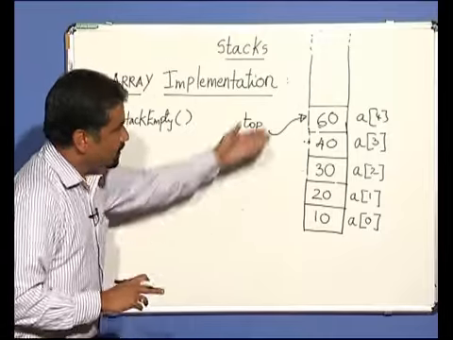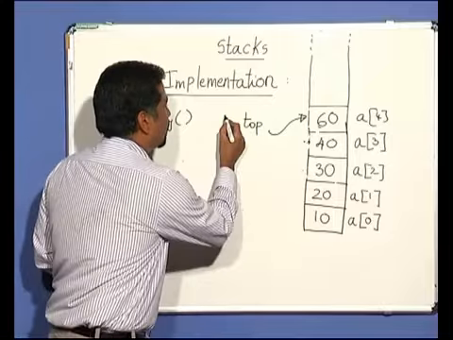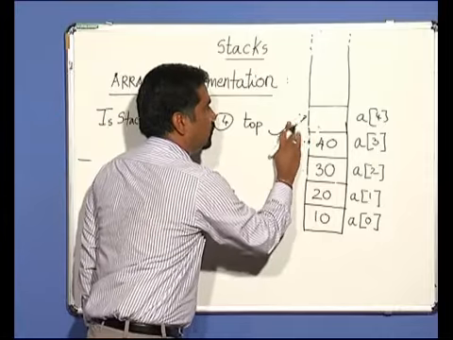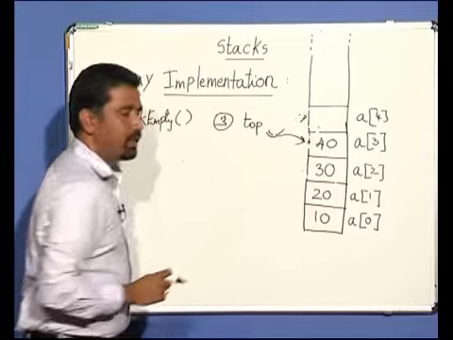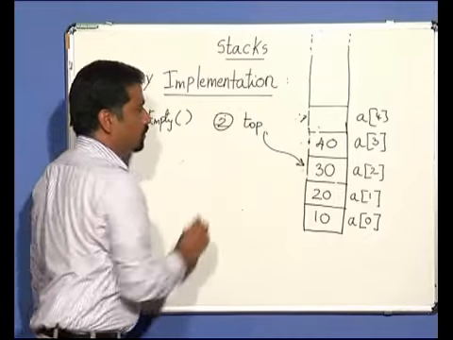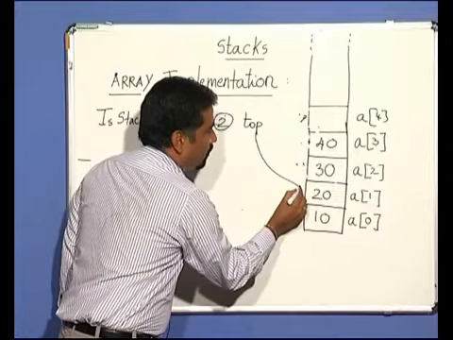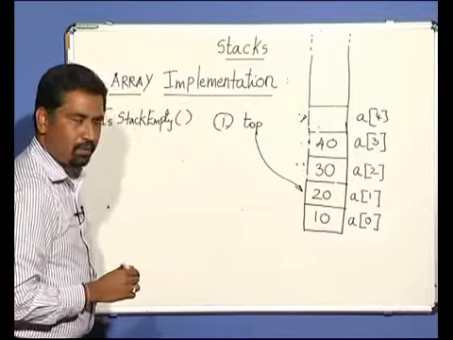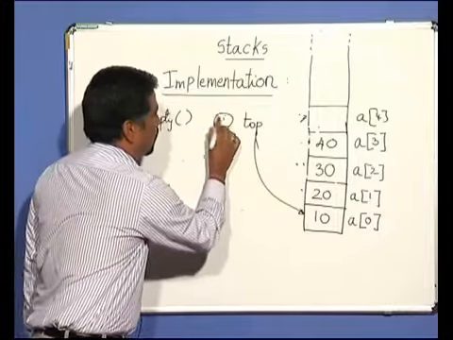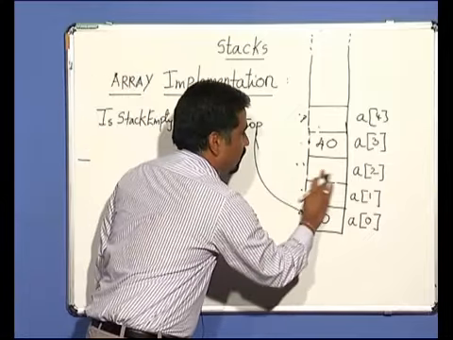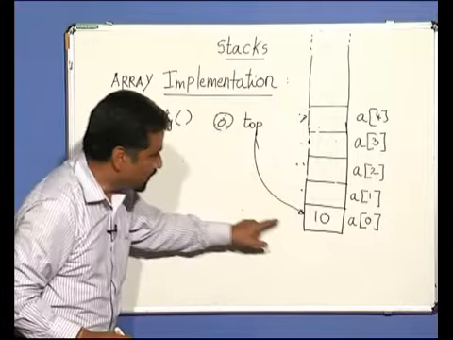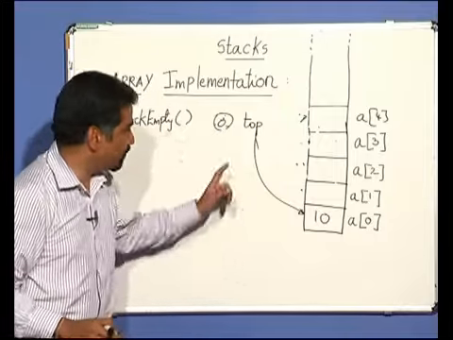Just consider here, right now what is the value of top? top is 4. You pop the top one, 60 is gone. So top will become 3 here. Then one more popped, that is 2. One more popped, top becomes 1. One more pop, how many elements are there now? 1. What is the top index? 0. What happens when you pop now?